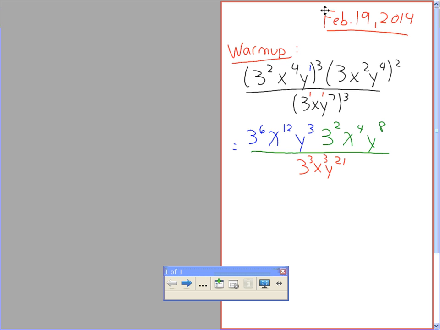I'll do the 3's in blue. So it's going to go 3 to the 6, 3 squared, all over 3 cubed. Then I'm going to just continue x12, x4, x cubed, and finally y cubed, y8, all over y21. So all I did there is just rearrange things. Did I lose anybody on that step? Please raise your hand. I usually just move things around so all the x's are together, all the y's are together, and all the numbers are together.